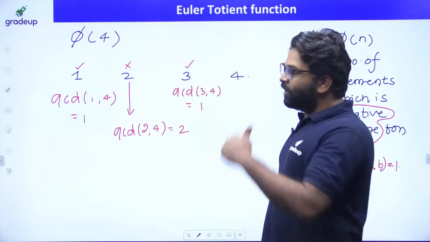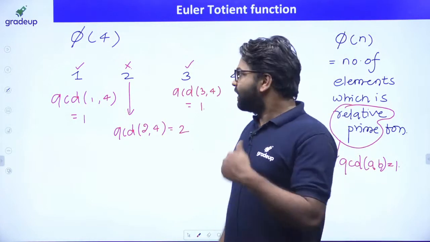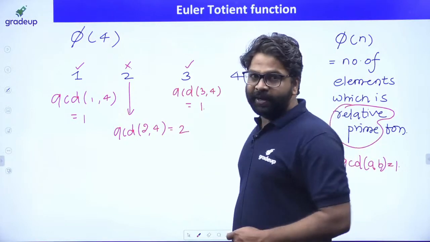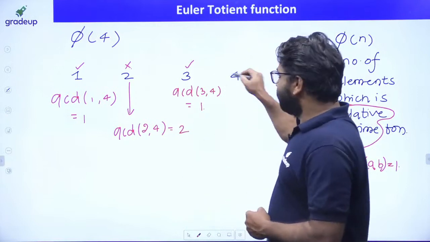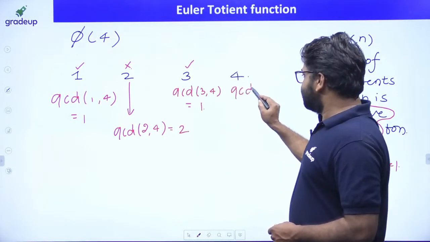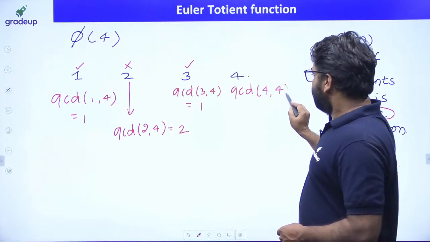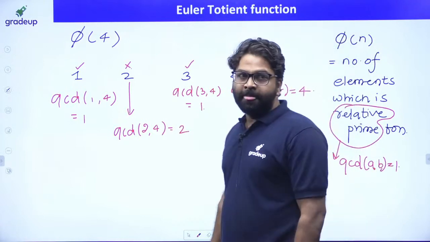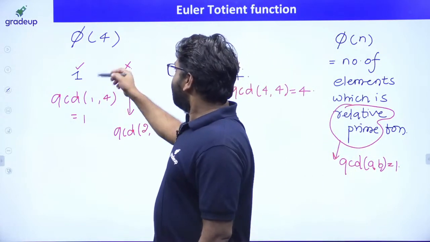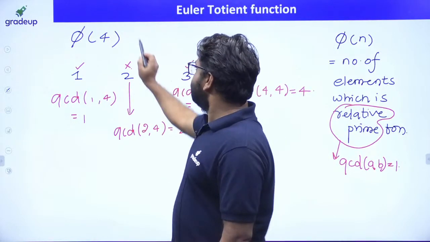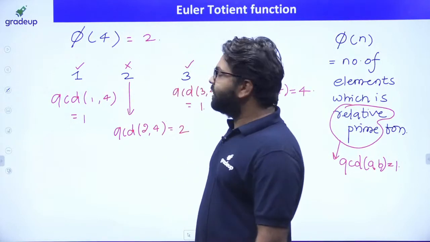So can I say that 1 is relative prime to 4? Yes. Is 2 relative prime to 4? No. Is 3 relative prime to 4? Yes. Is 4 relative prime to 4? No, because the GCD of 4 comma 4 is 4, so it does not come into the picture. Now how many relative primes do I get? This is the first element, this is the second element, so the answer is 2.